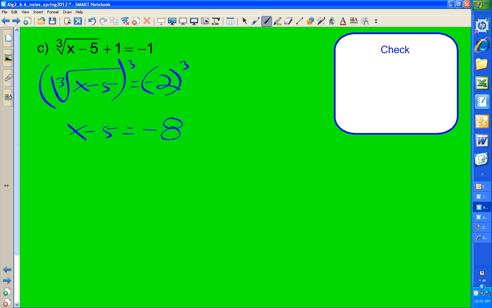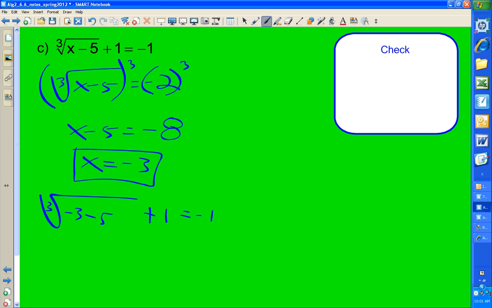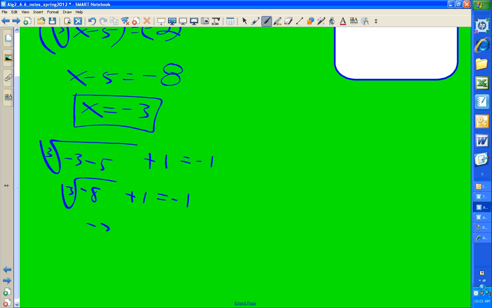You're doing good with those. How do we get rid of the 5? Add it. So the cube root of negative 3 minus 5, plus 1, should equal negative 1. This is the cube root of negative 8 plus 1 equals negative 1. Negative 2 plus 1 equals negative 1, and in fact it does.